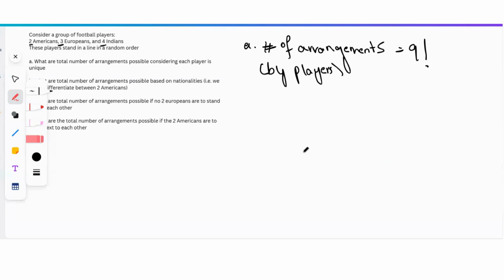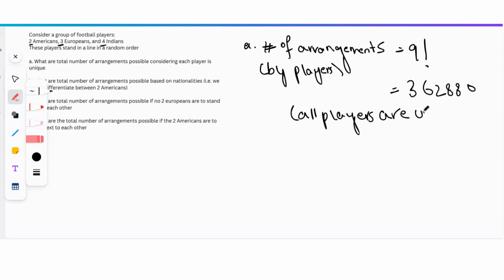Because when we have n distinct objects, the total number of permutations of those n distinct objects is n factorial. So here we have 9 unique players, and the number of ways we can arrange them is 9 factorial, which is equal to 362,880, because all players are unique.